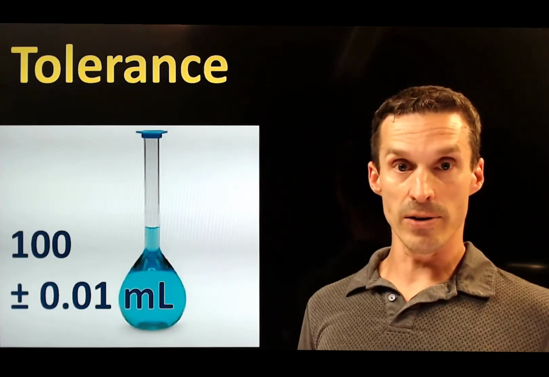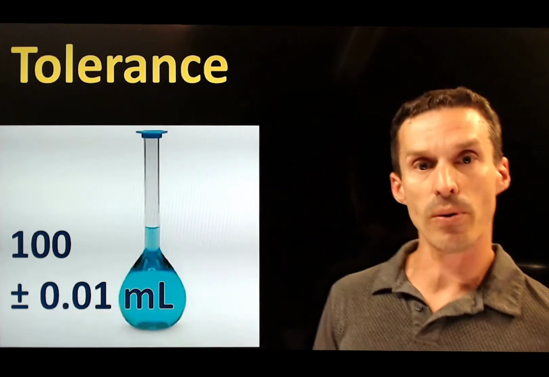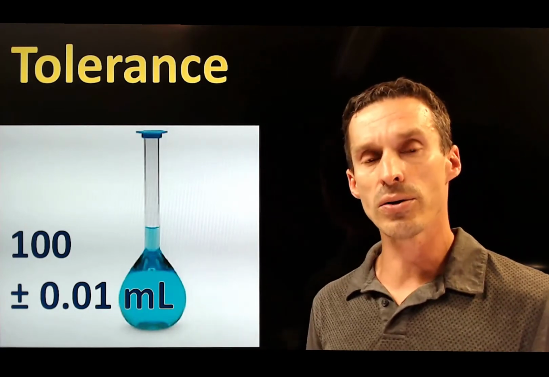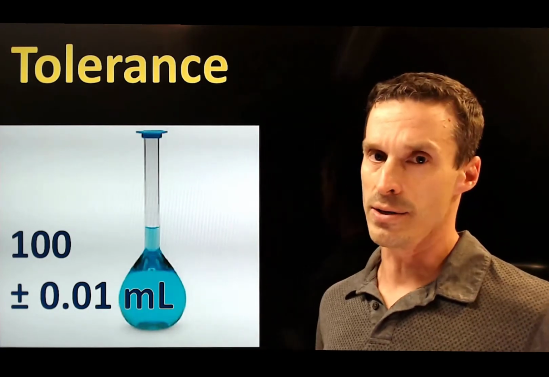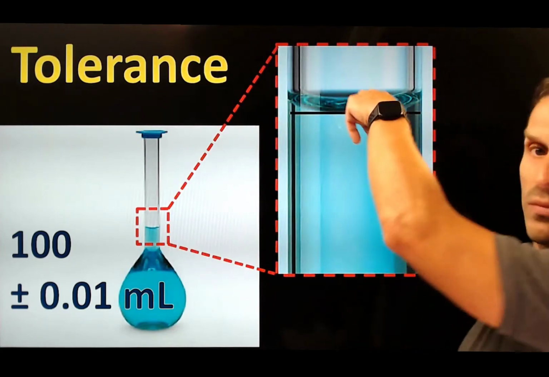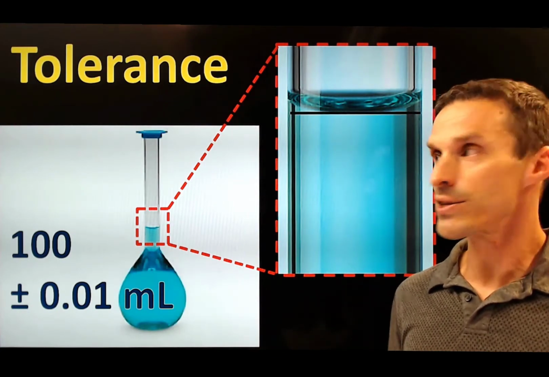So here we have a 100 ml volumetric flask. When you have this flask, it's going to say plus or minus 0.01. That refers to the tolerance. It says if you use this flask, it should give you a reading within that range. Now, where does that number come from? Does it come from the fact that you're going to be using it and be a little bit high and a little bit low? Well, actually, it's something different.